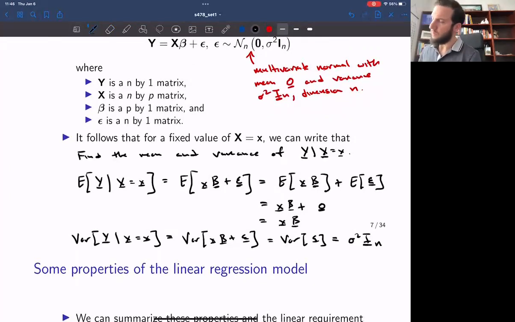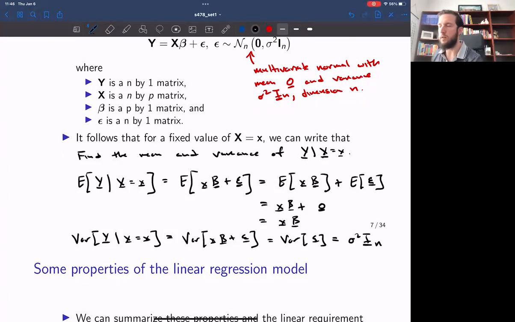Right. So the point being, again, that this matrix notation is really just allowing us to express some of the properties of the linear model very directly. And in this case, we can have direct representations of the expected value and the variance of our response variable conditioned on a particular value of x.